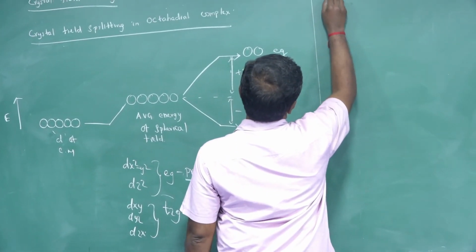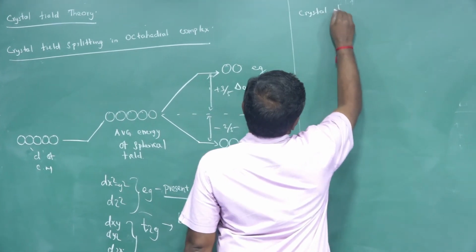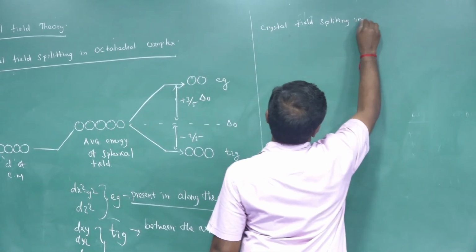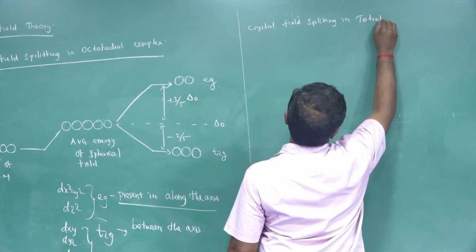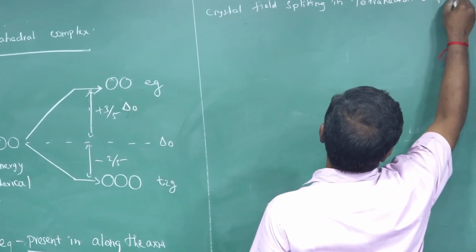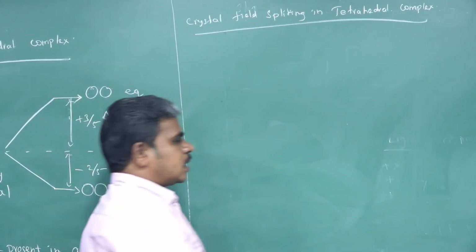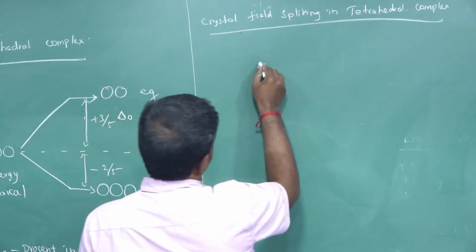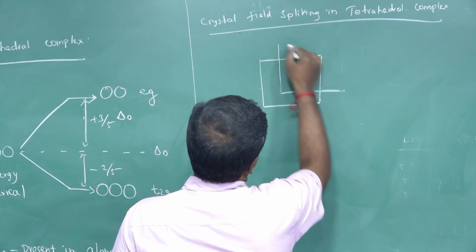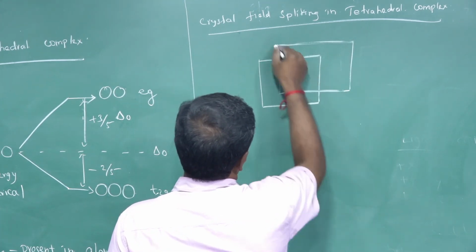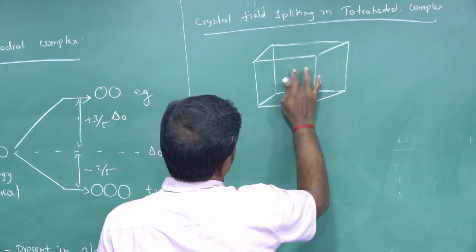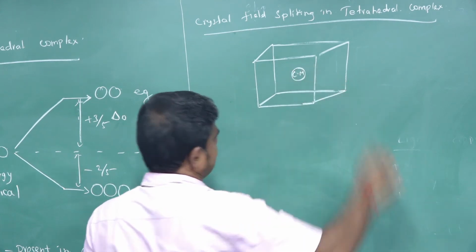So here the crystal field splitting in tetrahedral complexes. In a tetrahedral complex, we may consider a cube. In a cube, the central metal atom is present at the center of the cube. So here there is a central metal atom.